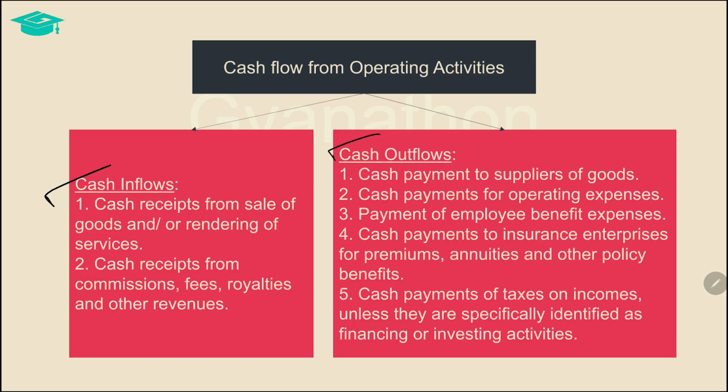The cash outflows from operating activities include cash payment to supplier of goods, cash payments for operating expenses, cash payments of employee benefit expenses, cash payments to insurance enterprises for premiums, annuities, and other policy benefits, as well as cash payments of taxes on incomes, unless they are specifically identified as financing or investing activities. These items of cash inflows and outflows are related to the day to day operating activities of the business enterprise, and hence they are classified under cash flow from operating activities.